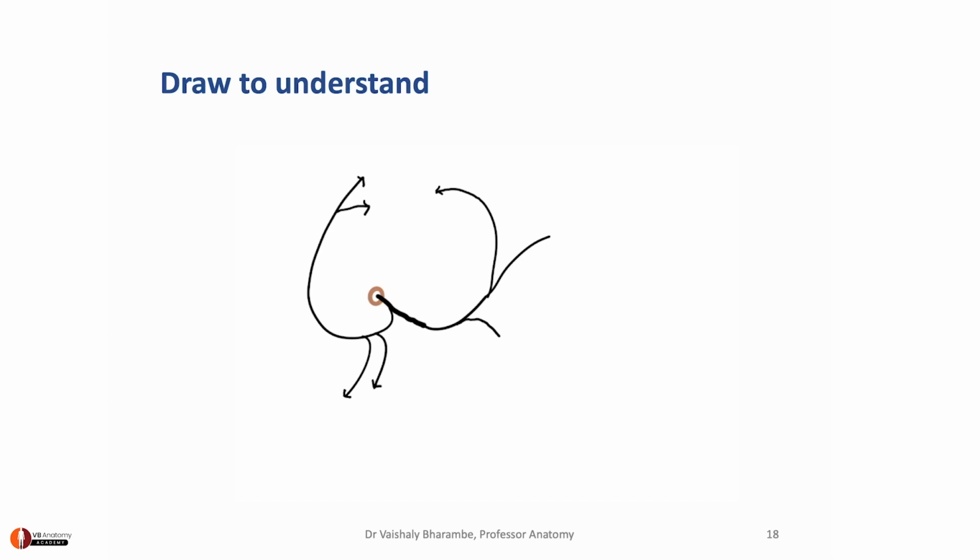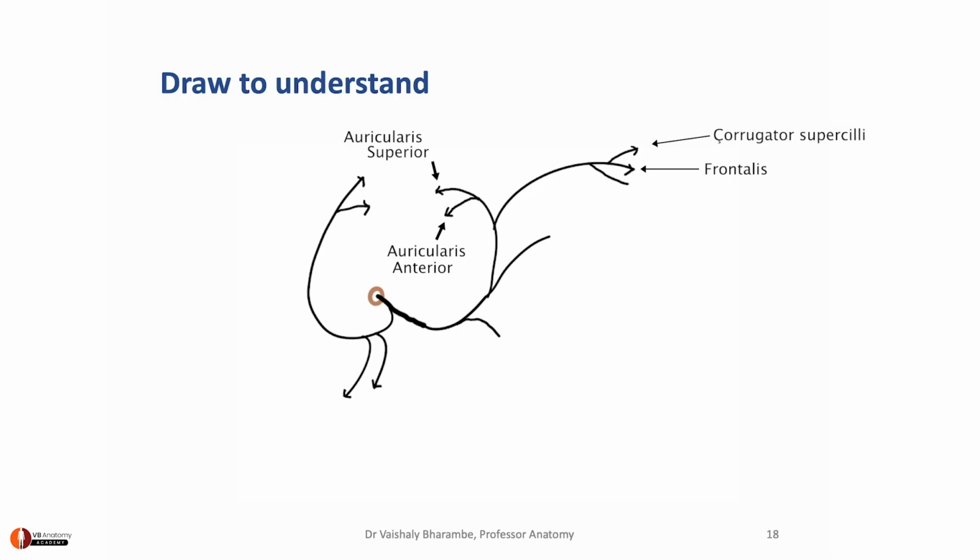The temporal branch now supplies the leftover auricular muscles, superior and anterior, and then goes forward to supply the frontalis, corrugator supercilii, procerus, and the orbicularis oculi. The leftover zygomatic nerve also supplies the orbicularis oculi. So, muscles around the orbit complete.